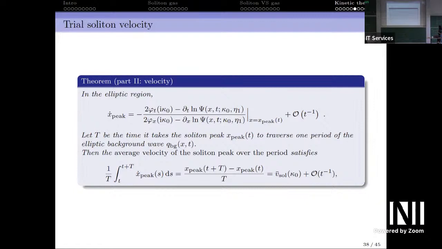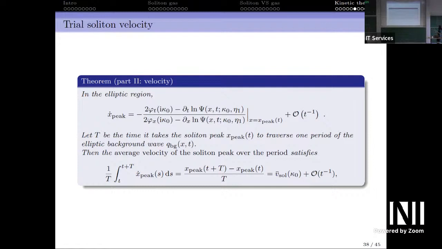You can find here this phi t over phi x, which really looks like the wave velocity that I was describing before. But then there are some extra terms over here. This log derivative of a function psi, which can be described explicitly, is highly oscillatory. So this is where all the oscillations in the picture that I showed you before come from. And then there are smaller order terms because we're still doing asymptotics.